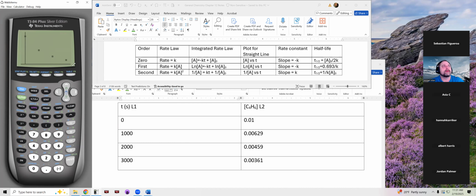And so here I've got this graph, but I can't really see if it's a straight line. It doesn't look very straight to me. So I'm going to check the next one.